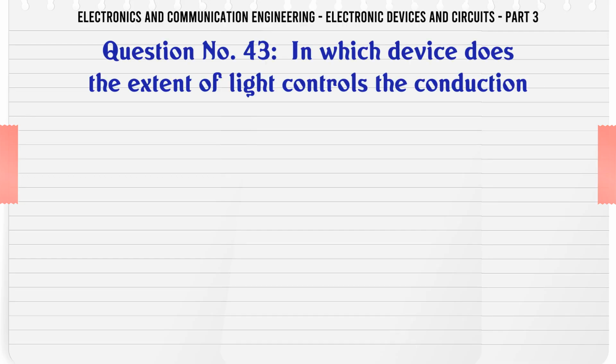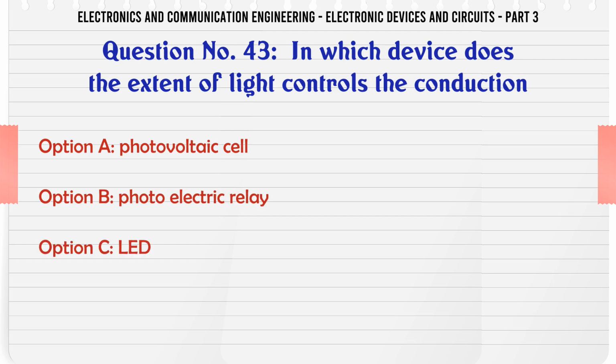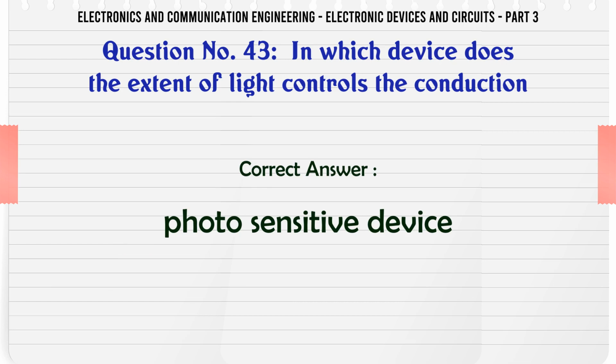In which device does the extent of light control the conduction? A photovoltaic cell, B photoelectric relay, C LED, D photosensitive device. The correct answer is photosensitive device.